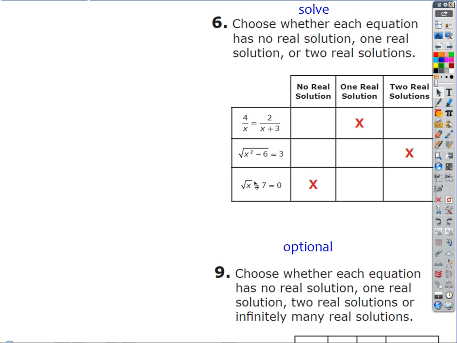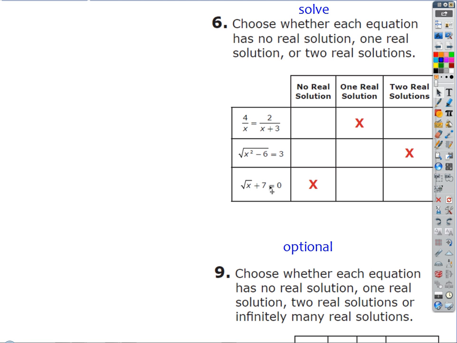And then, what about this one? How can you see right away that it has no real solutions? 0 plus 7 doesn't equal 0. That's the lowest possible. If I isolate the radical, I get the square root of x equals -7. You can't square to get a negative, it ruins it. The output of a square root function can only be non-negative, 0 or positive, for real numbers. So it has no real solutions for sure, okay?